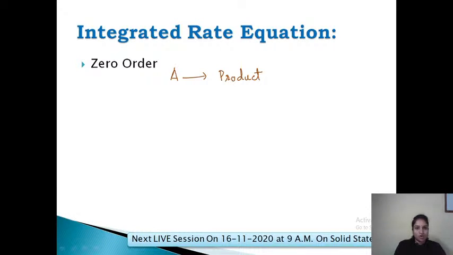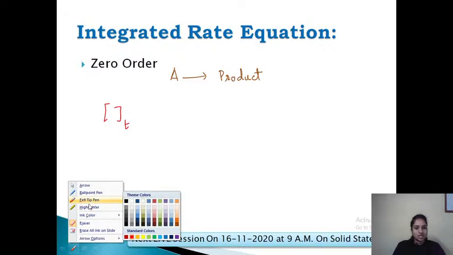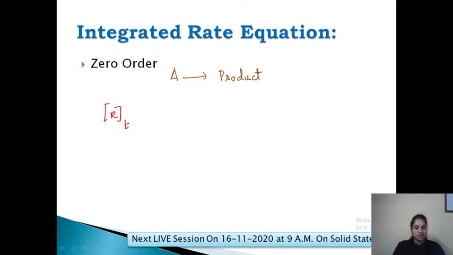Now for a zero order reaction, we have At, that is the concentration of the reactant. You can take it as R also, no issues. If you are comfortable with that, we'll take it as R. The initial concentration is represented by R naught and the final concentration is represented by R. So Rt is equal to R naught minus k into t. Final concentration is equal to initial concentration minus kt. This is your zero order reaction equation.